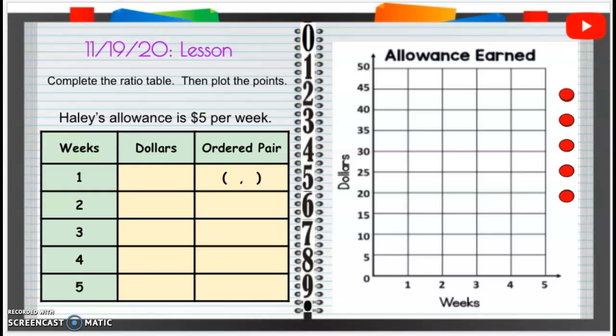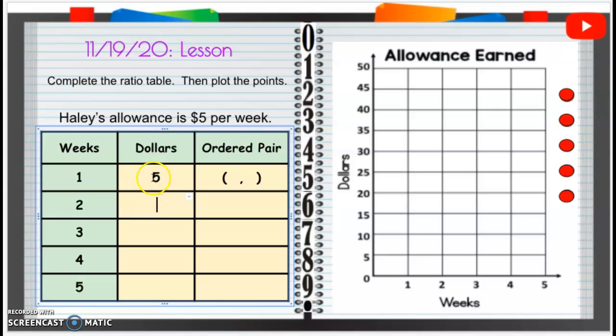November 19th, 2020 lesson. Complete the ratio table and then plot the points. All right, so it says Haley's allowance is $5 per week. So if she has $5 per week, for the first week, her dollar amount she's going to have total is going to be $5. In 2 weeks, how many dollars will she have then?